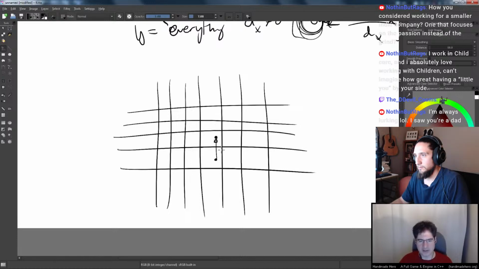So I need to check the tile that I'm standing on. I need to check the tile that he would end up in, and all the tiles in between.